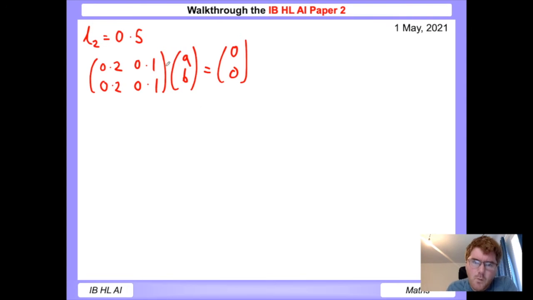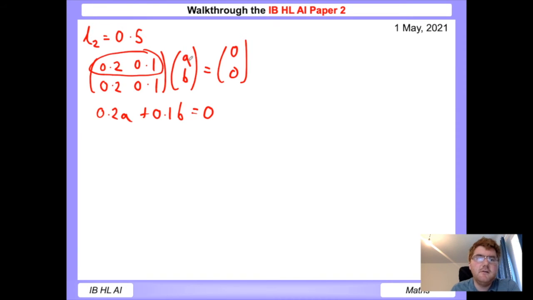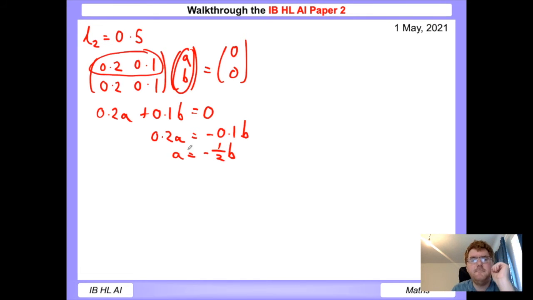So what we're going to do then is write 0.2a plus 0.1b is equal to 0. So this multiplied by this. We're going to get a the subject, so we're going to get 0.2a equal to negative 0.1b. So a is equal to minus a half b. So our eigenvector here, the way we'd write this is minus a half, 1. So we're using the coefficients here.